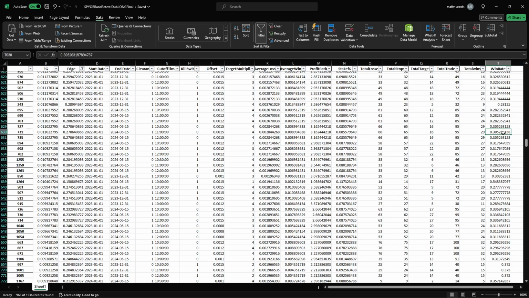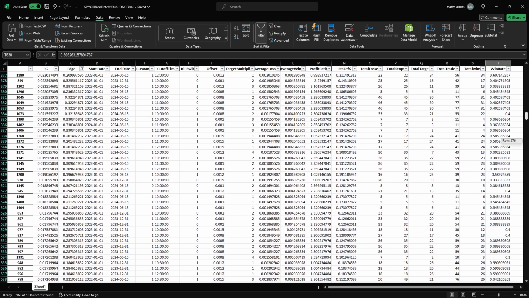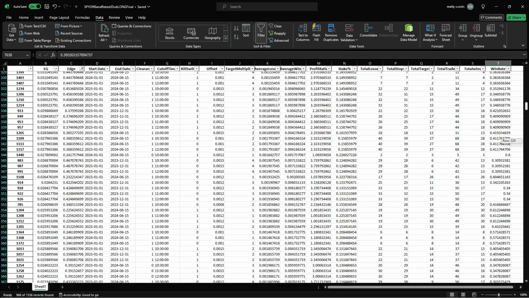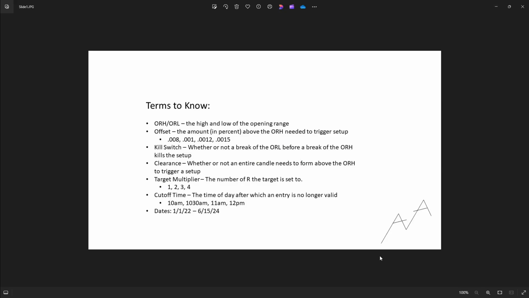You can see the win rates are 30% here. Mostly in the 30s. There were a couple here where, oh, look at that. So it's like a 60% win rate. It's pretty interesting. Okay, so I don't know that we need to keep looking through this, guys. Look, I'll just give you some take home points here.